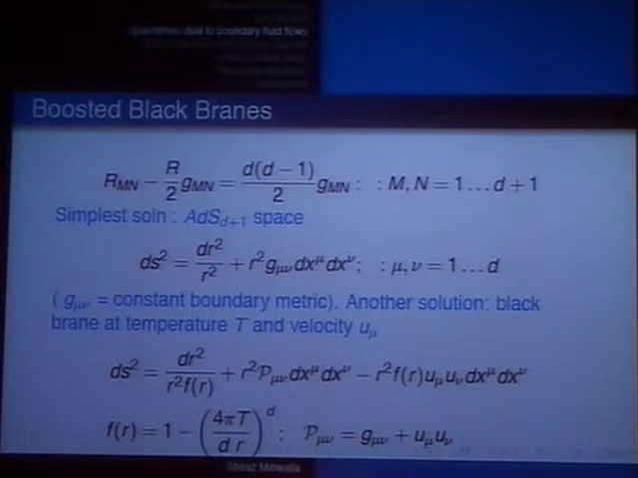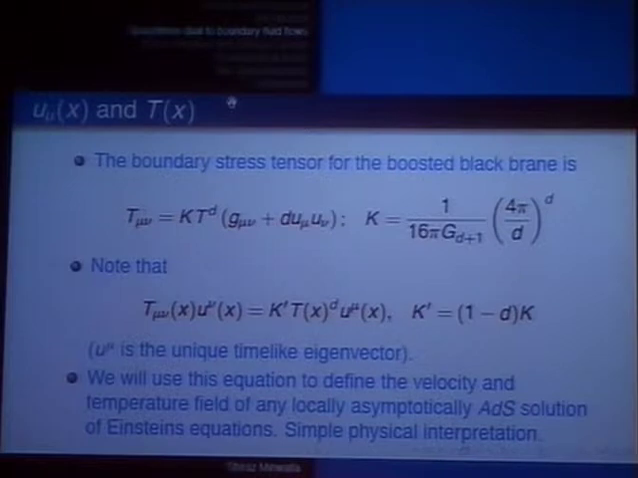Good. So those are a small number of exact solutions to these equations. Now, if you look at the black brane solution, it's easy to use the usual rules of AdS/CFT to compute the dual boundary stress tensor, and you find the following formula. The stress tensor, up to a constant, is T to the d times this linear combination of the metric and the velocities.